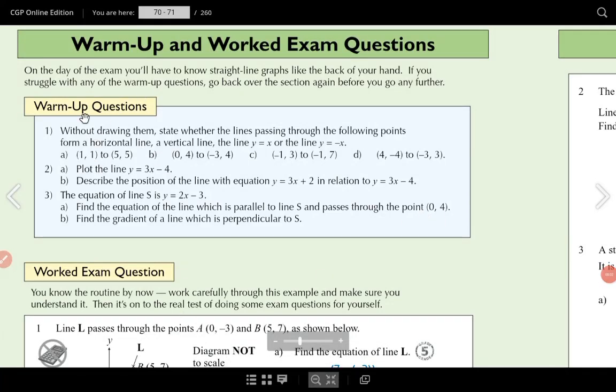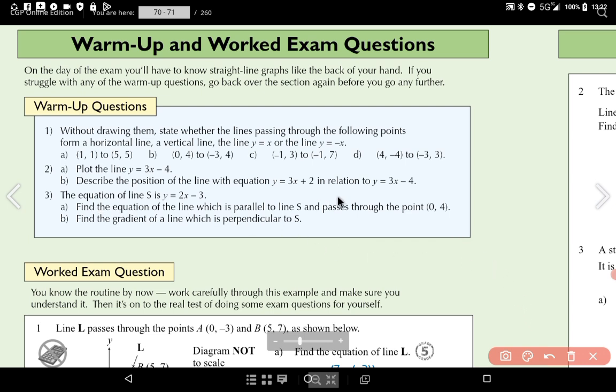Okay, so we have some examples here. I'm sure these two are very simple, you can easily do them, but to further explain what we did in our previous class, let's look at this example. The equation of line S is y = 2x minus 3. Find the equation of the line which is parallel to S and passing through the point (0, 4). So we can try to answer this question from here.